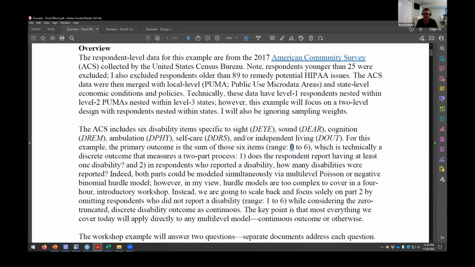The other piece is there is a ton of zeros. So for those of you who are familiar with those generalized linear models, this lends itself very nicely actually to a zero inflated Poisson or negative binomial, or a negative binomial or Poisson hurdle model. What I'm going to do though is exclude the zeros, and look only at disability scores ranging from 1 to 6. So we're going to answer the second part of this question: the respondents who reported a disability, how many disabilities were reported?